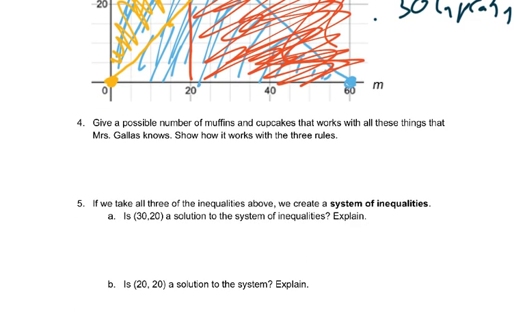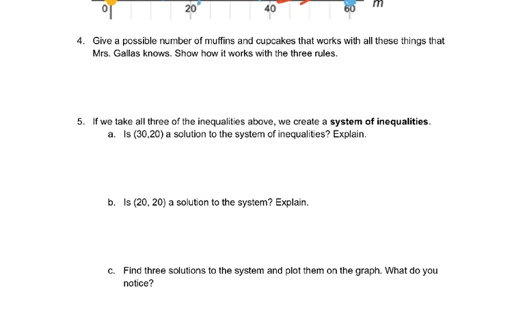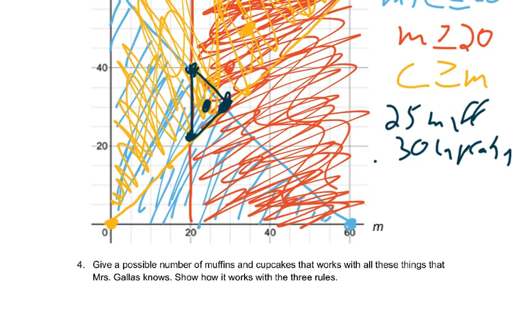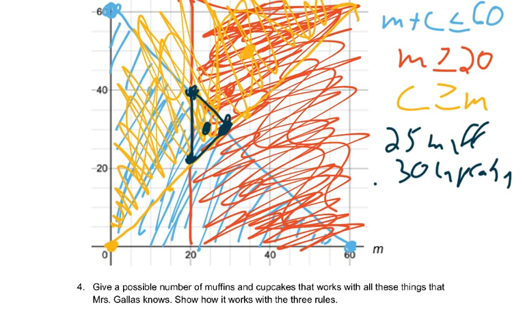So now for our next question, if we take all 3 of the inequalities above, we create what's called a system of inequalities. Is 30, 20 a solution to the system of inequalities? So now let's look. I'm going to plot this one in green. If I plotted 30, 20, is that a solution to the system? Well, no. Now, what does it violate? Well, it violates the fact that there have to be more cupcakes than muffins.